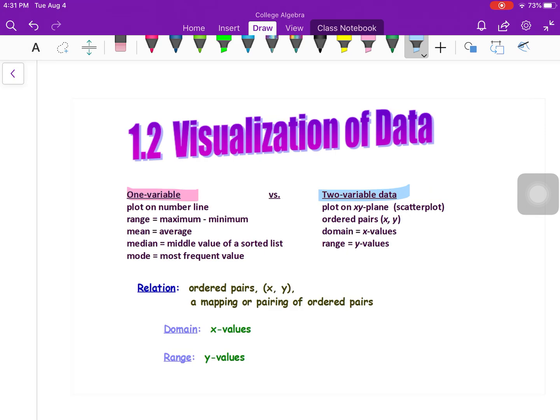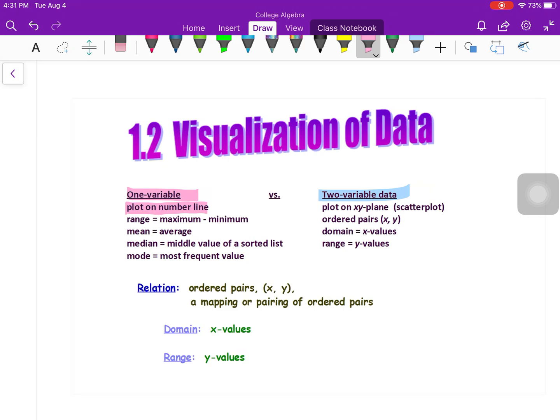Whereas when it's two variable data, I might look at prices of hats. And so I'd be looking at the number of hats and the price of that many hats. So that's two variables I'm looking at. So first we're going to talk about one variable data.